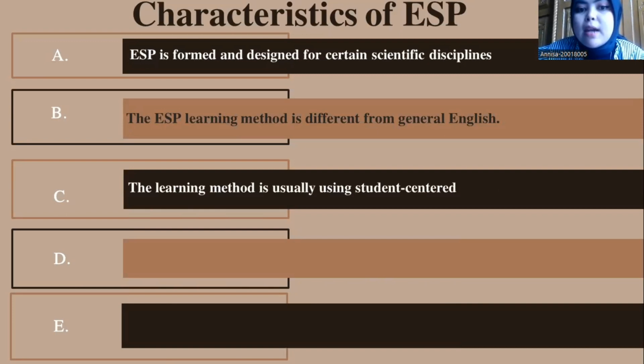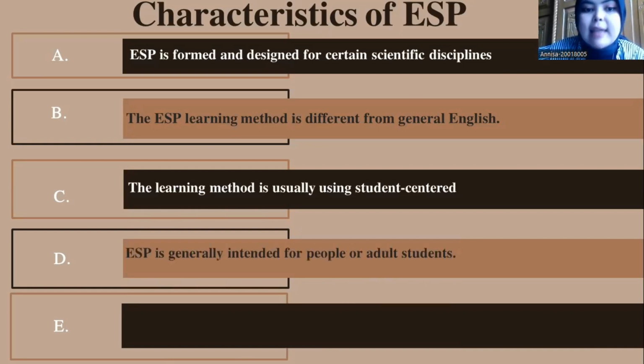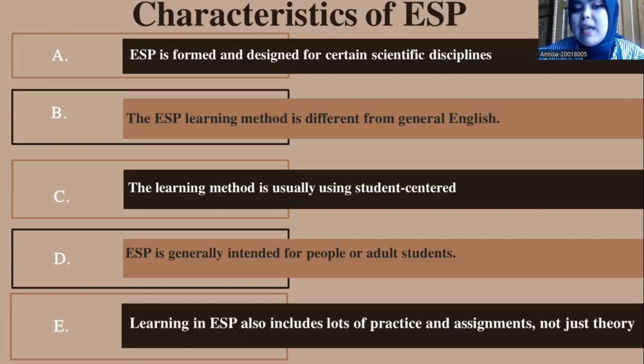And the third one, the learning method is usually student-centered because it focuses on student interest and needs according to the field they are studying. And the next, ESP is generally intended for adult students because adult students have found their identity, so they can determine where their interest and talent are directed. And the last one, learning in ESP also includes a lot of practice and assignments, not just theory, so that later, students can really use their English language skills in their respective fields.